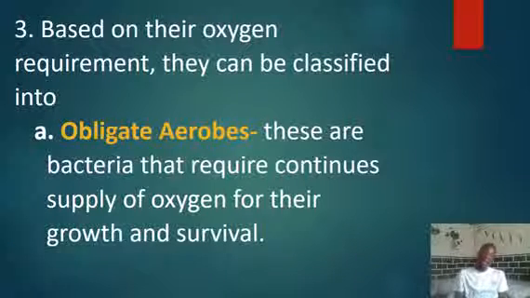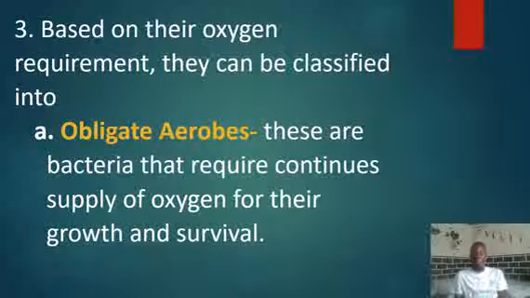Now let's look at the third way by which we can classify or categorize bacteria. Now this is based on their oxygen requirements. Now according to this one, we can have about 3 or 4 ways by which we can classify them based on their oxygen requirements. The first one I'm going to look at is the obligate aerobes.